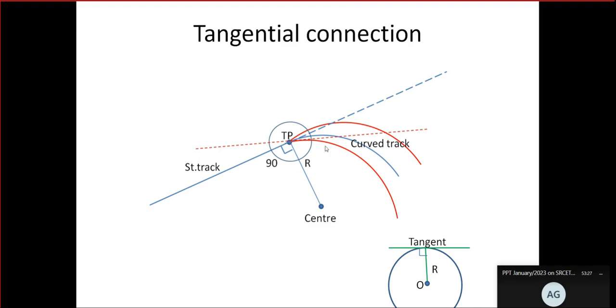If you do it like this, the tangent will come here and the angle will not be 90, it will be more than 90 degrees. Wrong. If it is connected like this, the tangent will be like this and the angle will be less than 90 degrees. That is wrong. So it should always be tangential, and only then will we have a smooth connection. There won't be any kink. Otherwise, at the tangent point, at the entry point, there will be a sudden kink or jerk. So the connection of the curve should always be tangential with respect to your straight line. This is the tangent.